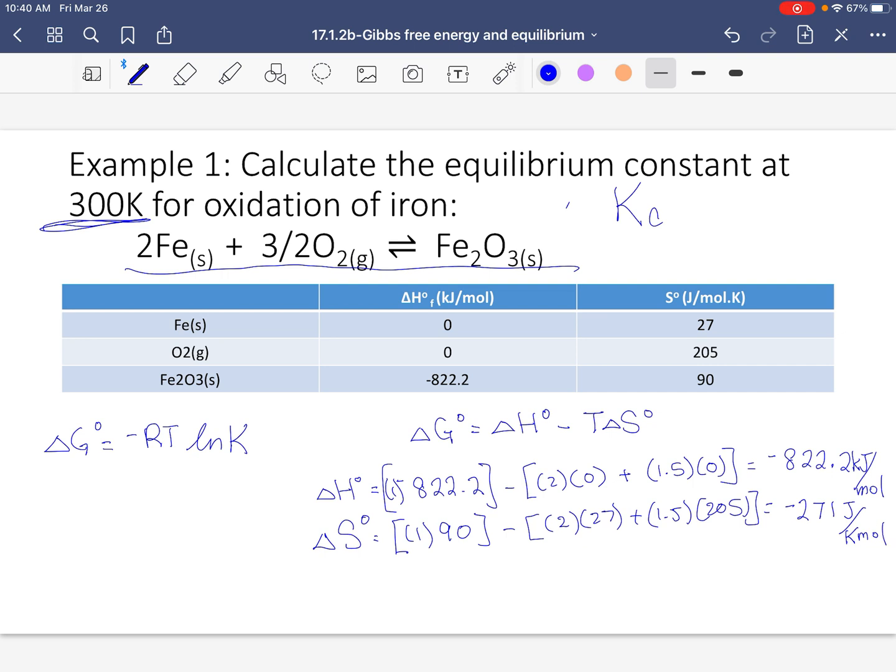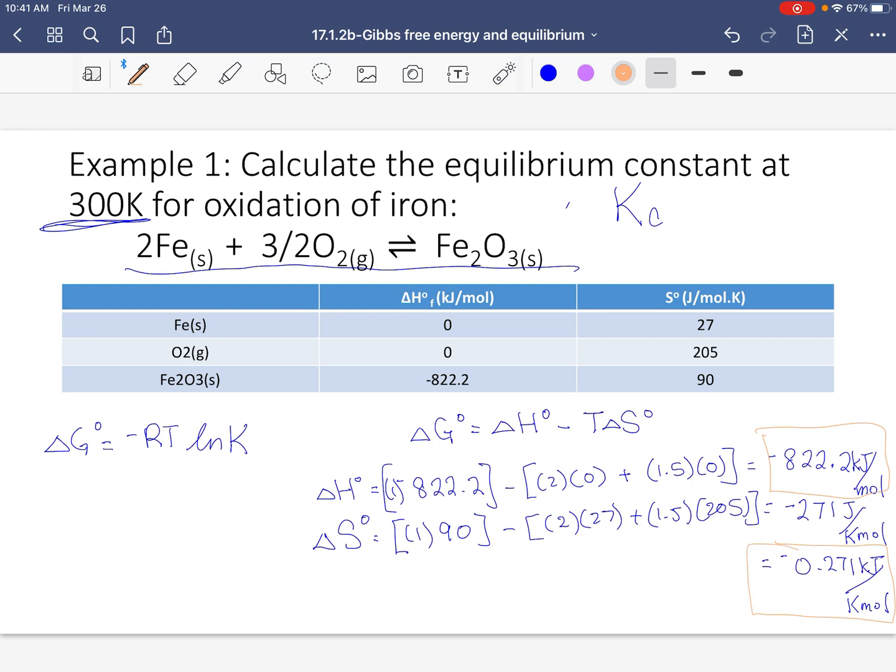Now we're ready to find out what delta G is. Kind of ready. Always remember, because a lot of people don't, that delta S is measured in joules. You can't really apply it to this equation if it's not in kilojoules, because delta H is in kilojoules. So make sure that you divide delta S by 1,000. So that would be 0.271. Can't stress that enough.